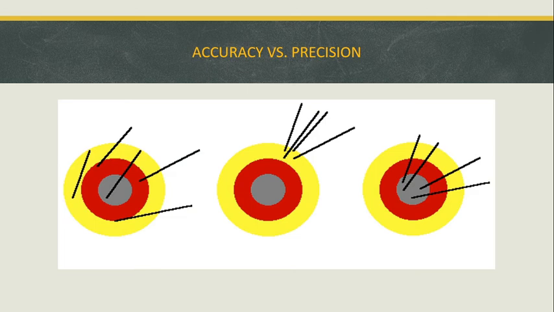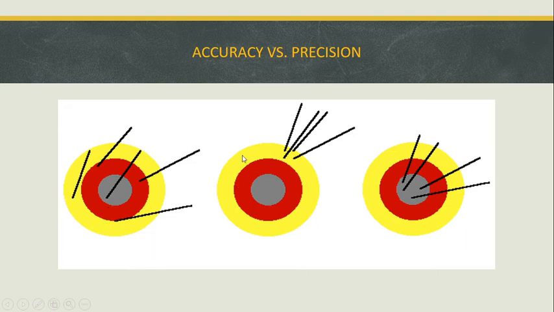Again, more closer. So the next one is, here all the arrows are here, but the values are not closer to one another, and only one arrow achieves the target, so we call it neither an accurate value nor a precise value because none are closer here.